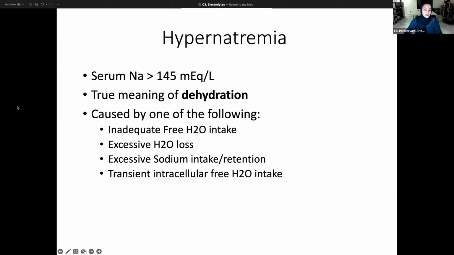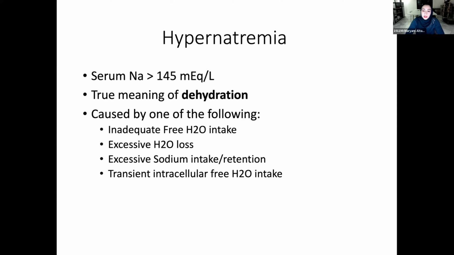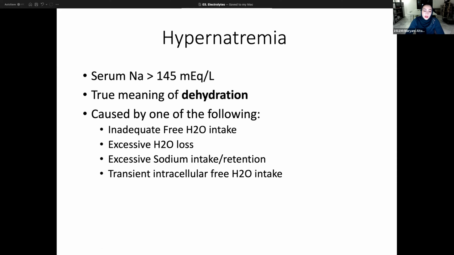So hypernatremia is, like I mentioned earlier, the true meaning of dehydration, okay? So it can be caused by one of the following. You're really dehydrated. You're not drinking water at all. So what's going to happen is your blood is going to be very concentrated, okay? It can also be caused, on the contrary, by excessive water loss, okay?